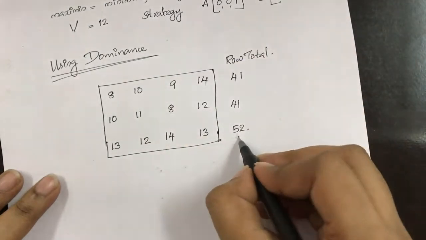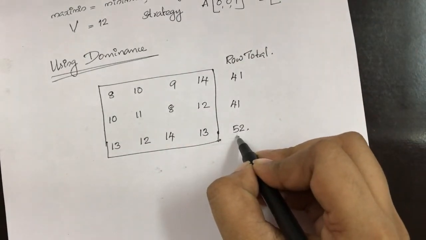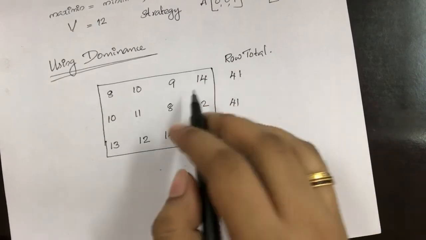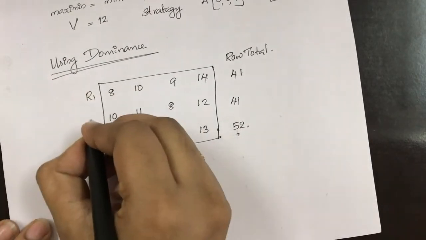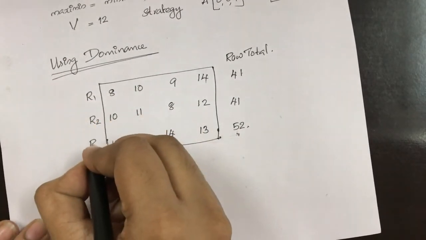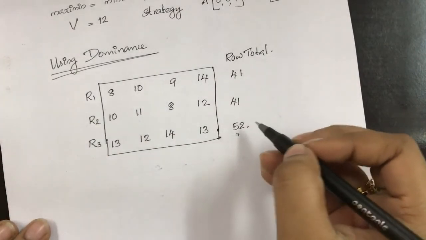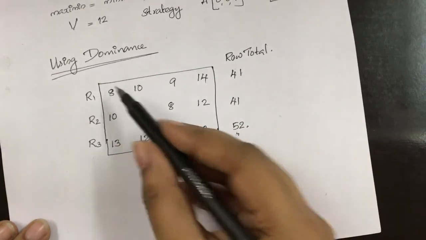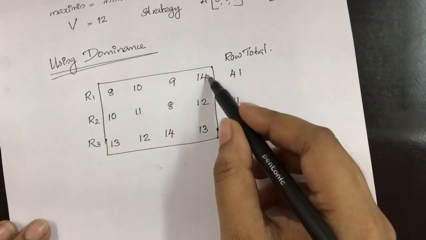Among which is the highest? 52. Now I am going to compare 52 with the lowest row total. Since it is a tie, I am taking the first row first. R1, R2, R3, or 1, 2, 3, whatever you require you can write. So I am going to compare R3 with R1. 13, 8 lowest; 12, 10 lowest; 14, 9 lowest; 13, 14 highest.